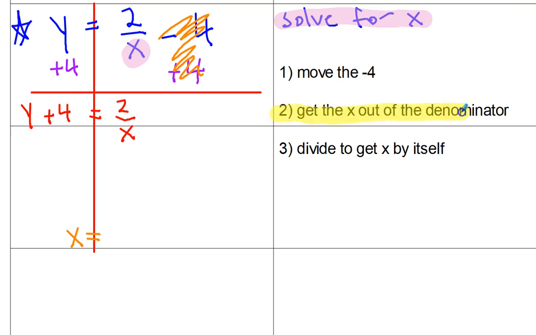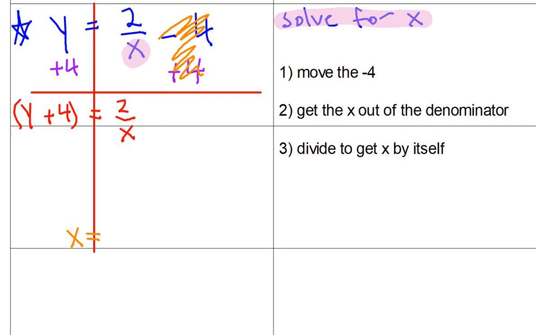Step 2, get x out of the denominator. Where's the denominator? The denominator is right there. In other words, I'm not used to seeing x on the bottom of a fraction at all. So the next thing I need to do as an emergency is to do everything I can to get x out of there. So first, I'm going to put this in parentheses because I'm about to multiply it. How do I get x out of the denominator? I'm going to do the opposite of divide by x. The opposite of divide by x is times x.